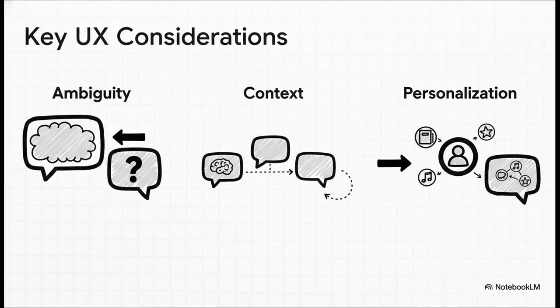1, what happens when the AI is a little vague? You need a way for the user to say, hey, can you explain that differently? 2, the app has to have a memory. It needs to remember what you were talking about 5 messages ago. That's context retention. And 3, personalization. The more the app feels like it gets you, the better the experience.